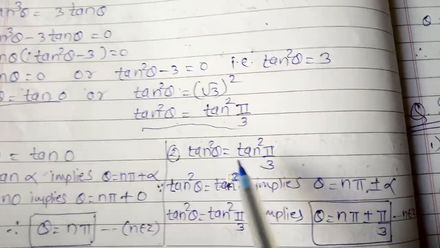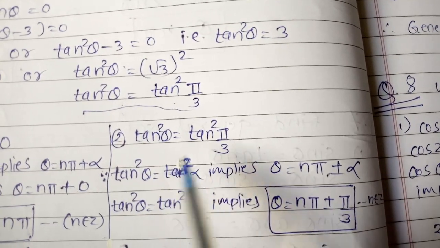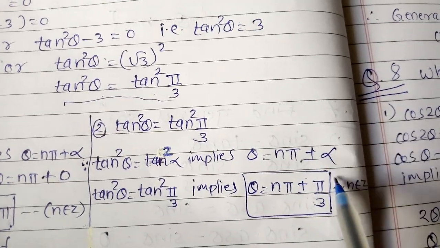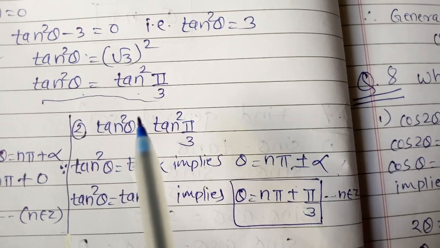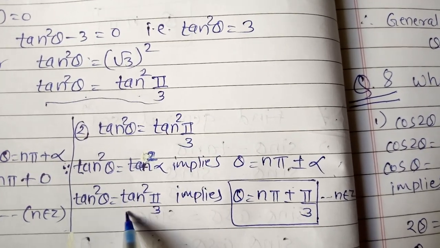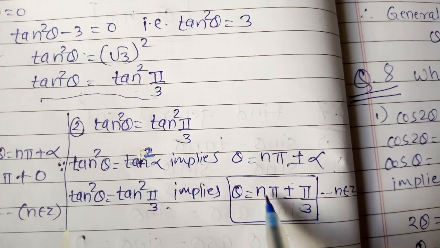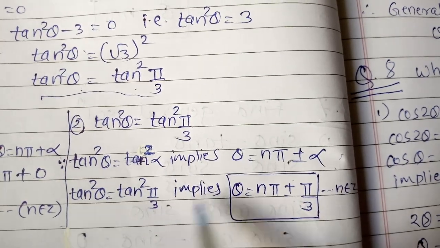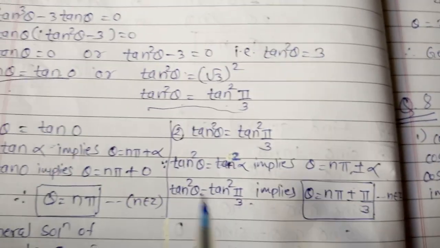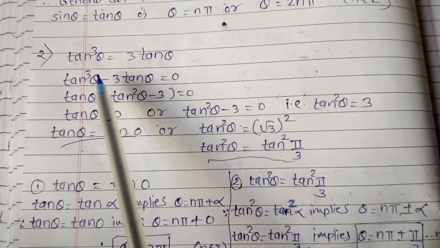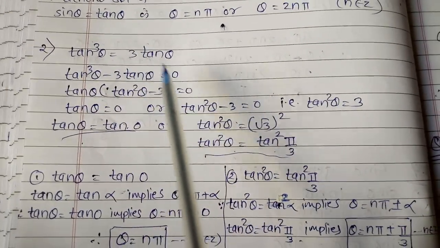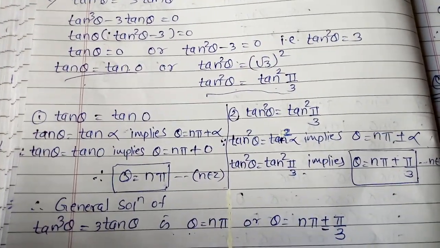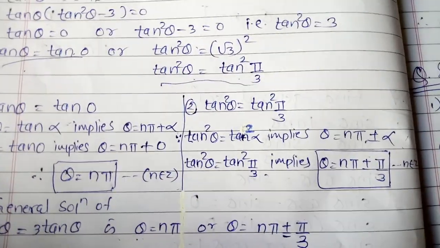And the second one, that is tan square theta is equals to tan square π/3. So we use the formula, that is tan square theta is equals to tan square alpha, which implies theta is equals to n pi plus minus alpha, where n belongs to z. Now we are writing this equation, that is tan square theta is equals to tan square π/3 implies theta is equals to n pi plus minus π/3. Just we put the value of alpha as π/3, where n belongs to z. So this is the answer, but we write it this way, that is the general solution of tan cube theta is equals to 3 tan theta is theta is equals to n pi, or theta is equals to n pi plus minus π/3.